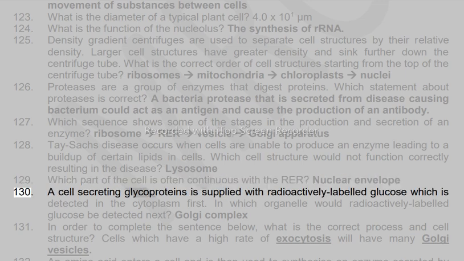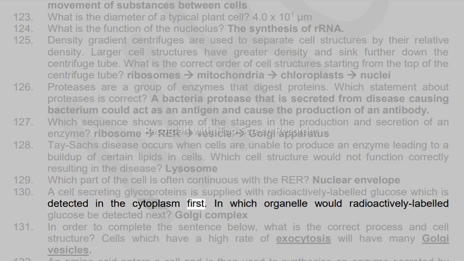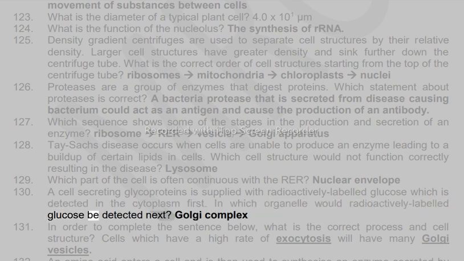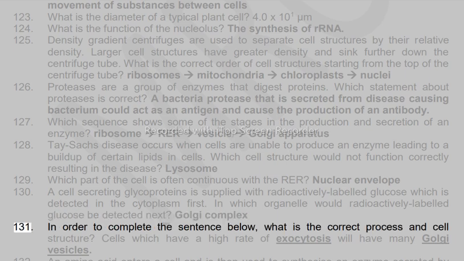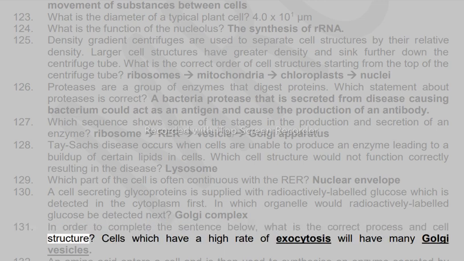129. Which part of the cell is often continuous with the RER? Nuclear envelope. 130. A cell secreting glycoproteins is supplied with radioactively labeled glucose, which is detected in the cytoplasm first. In which organelle would radioactively labeled glucose be detected next? Golgi complex. 131. In order to complete the sentence below, what is the correct structure? Cells which have a high rate of exocytosis will have many Golgi.